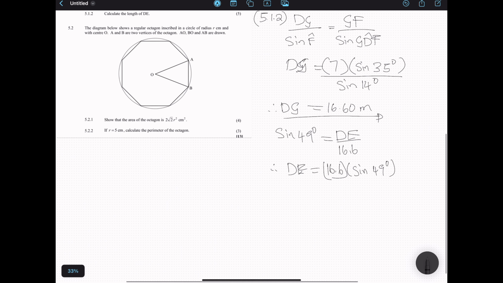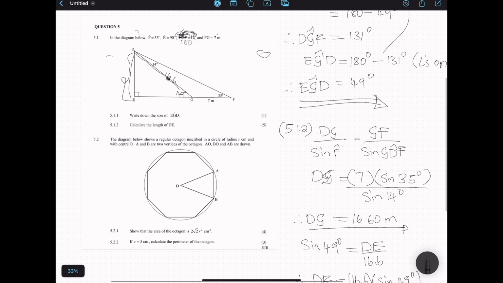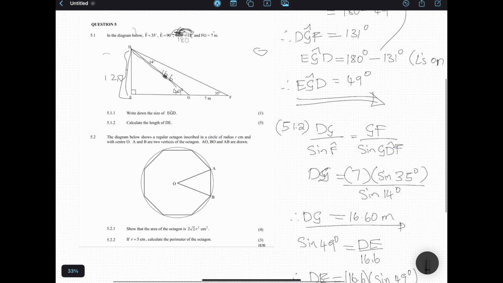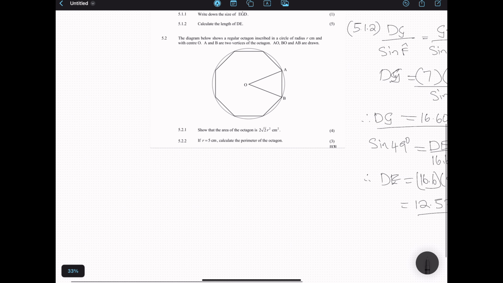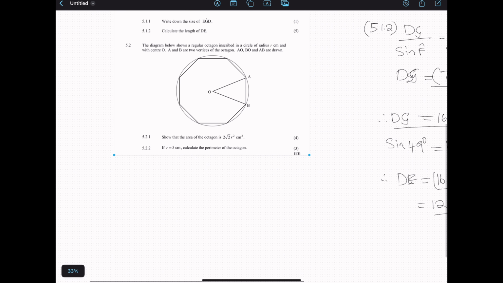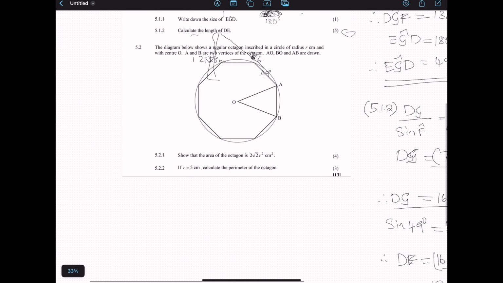Then, put it on your calculator, and you're going to find 12.53 meters. That's what you're going to find for this length, 12.53 meters. So we are done with the first question. I hope you understand that first question, so we can just move on to the second question here.